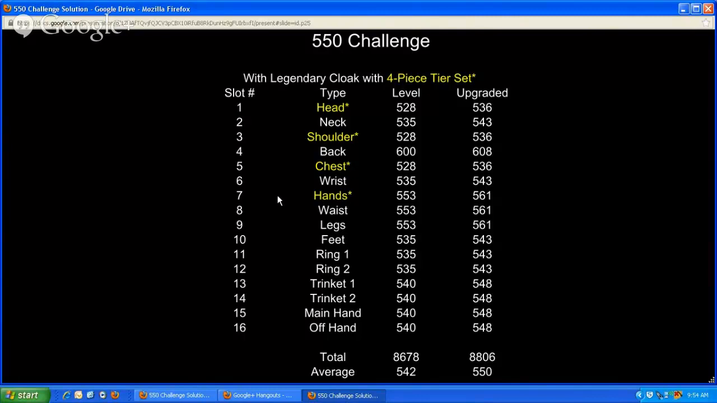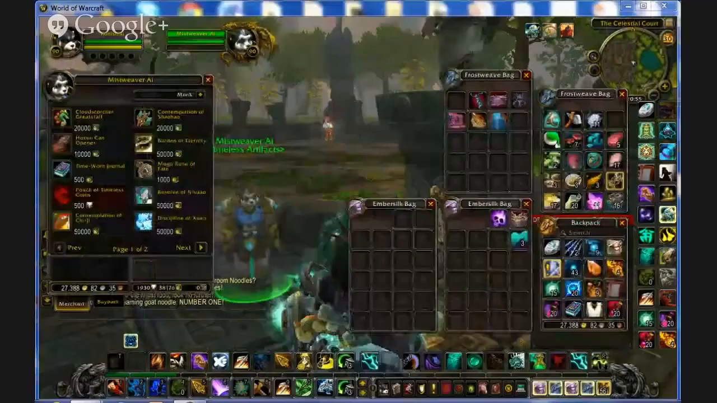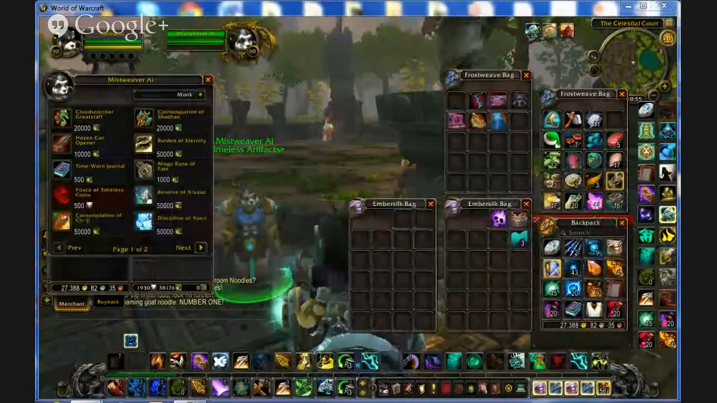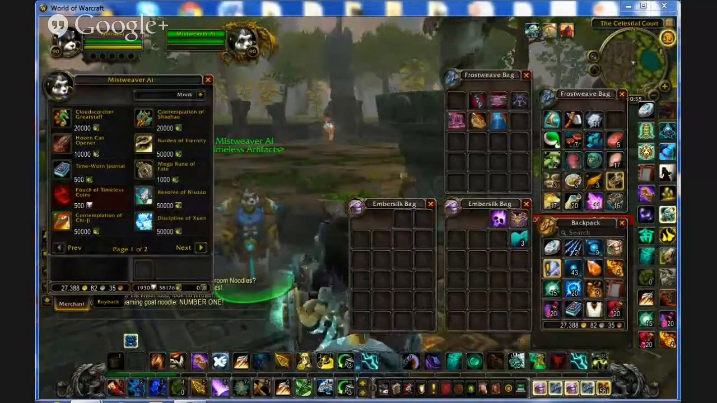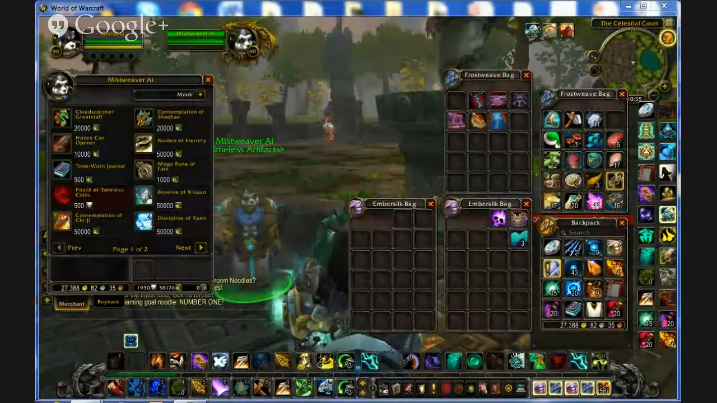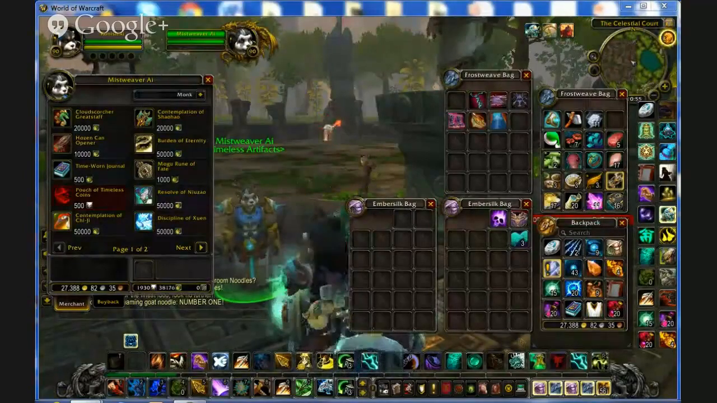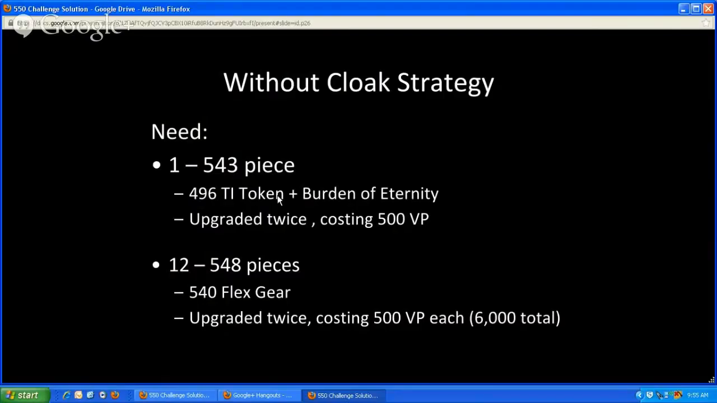No, that's cool, and that's the point. The point is that everyone's going to have a little different way of getting there. Like I said, whenever I came up with this, it was more of a guide to see where you're at and start getting a feel for what effort's going to be necessary to get there. So, as I said before, without the cloak strategy, it does require a lot more pieces. Here's a summary of those strategies: without the cloak, you have to have one 543 piece. Again, it doesn't matter whatever slot it's in, but you'd have to have one 543.